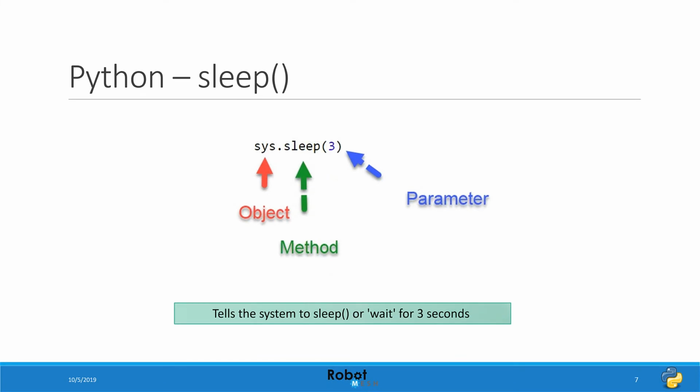In this next example, we can instruct the system to wait for a period of time before moving on to the next line in the program. Here, a system object is instructed to sleep. The time interval that the system will sleep for is 3 seconds, which is being passed as a parameter.